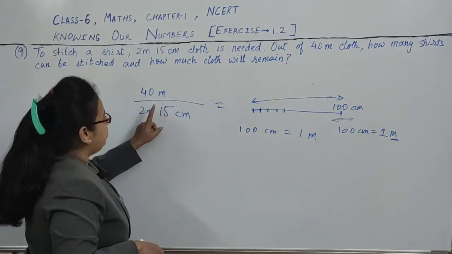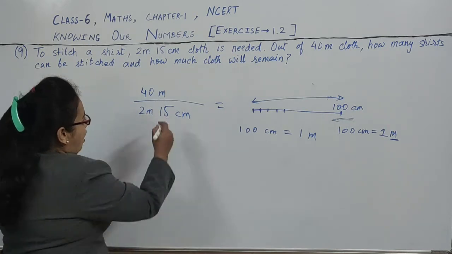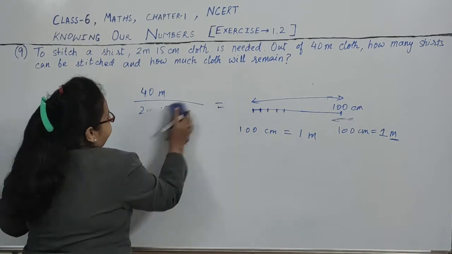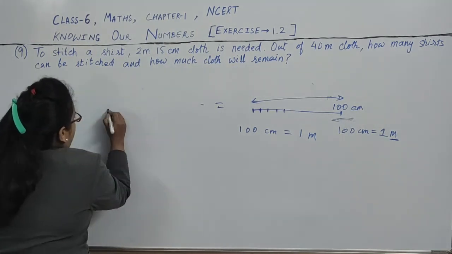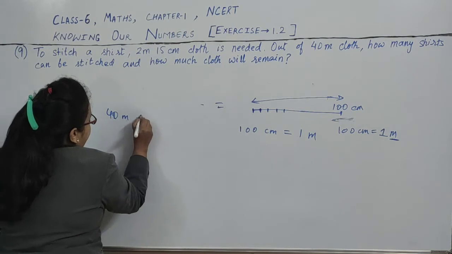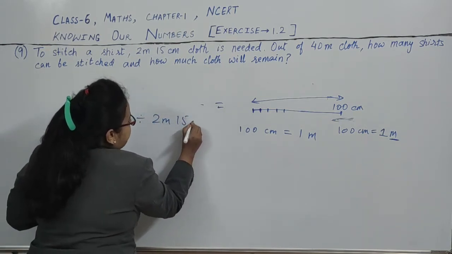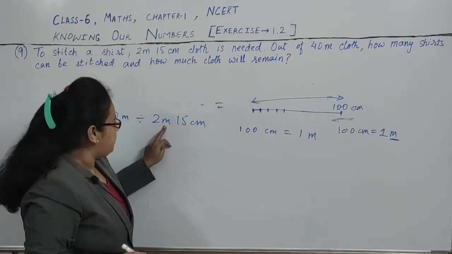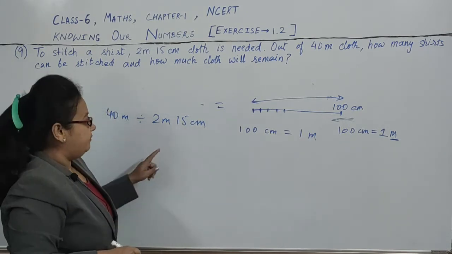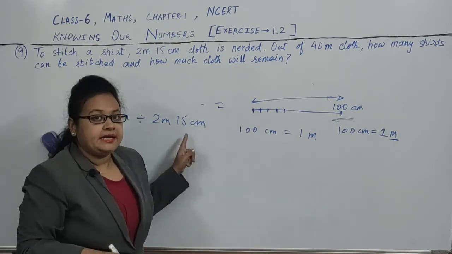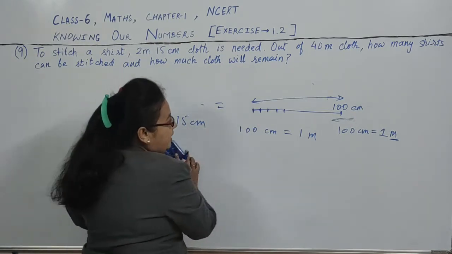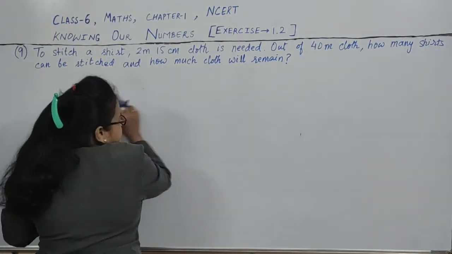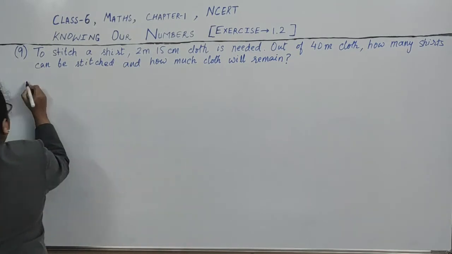Now how will we divide this? We have to convert meter into centimeter. So all should be in centimeter, right? See, we have to divide 40 meter by 2 meter 15 centimeter. So what will we do? This meter we will convert into centimeter, and this meter also we will convert into centimeter. Then we can do the division and find how many shirts can be stitched and how much cloth will remain. So how will we convert? See, now we can do the solution.